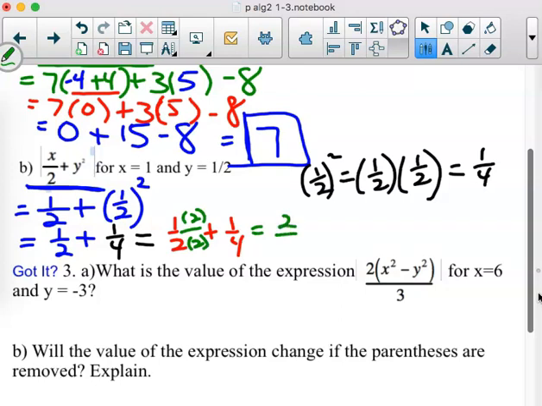So this will be 2/4, which of course is 1/2. We haven't changed the value, we've just changed the way it looks. Instead of 1/2, it's now 2/4. And I still have to add that 1/4.